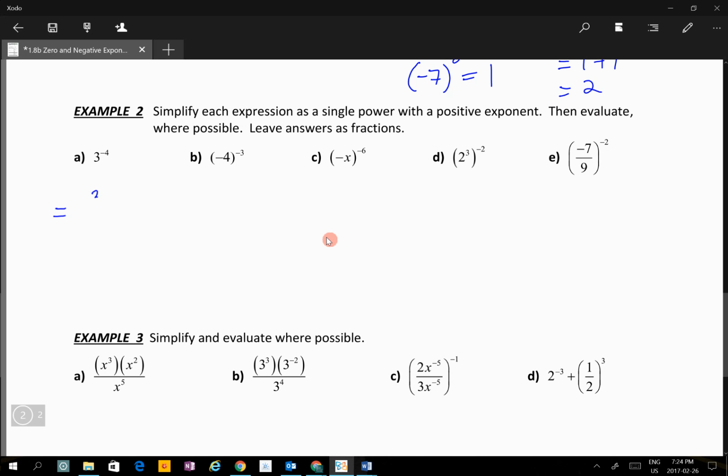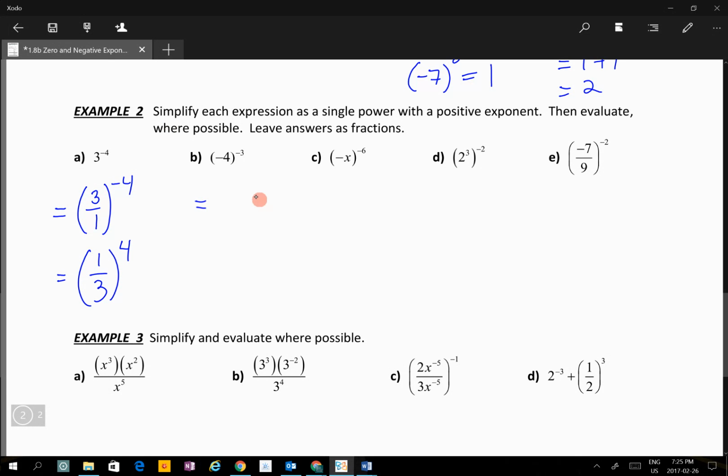So write this as a fraction, 3 over 1, raised to the power of negative 4. The moment you write it as a fraction, put some brackets around it. Then I can flip the fraction by taking the reciprocal, so 1 over 3. And then I can express the exponent as a positive exponent, positive 4.